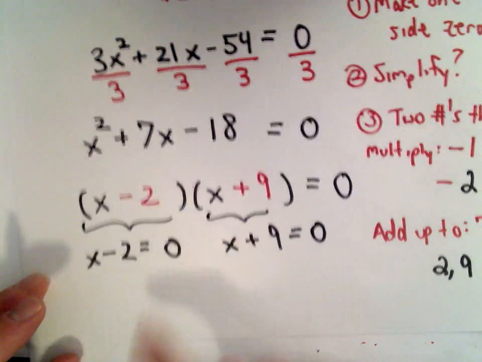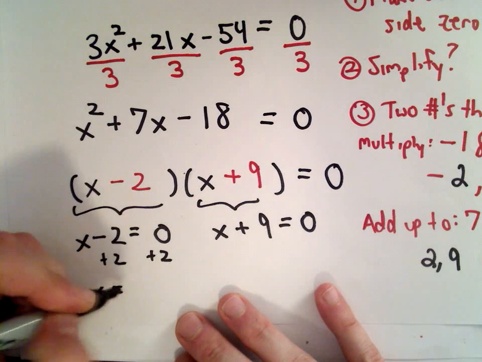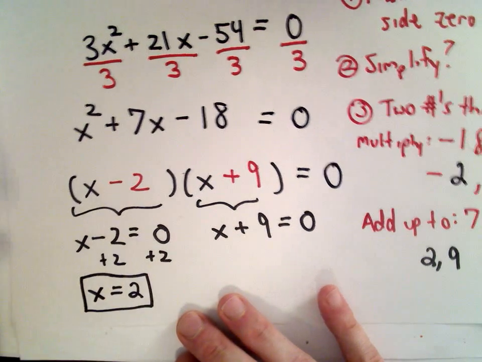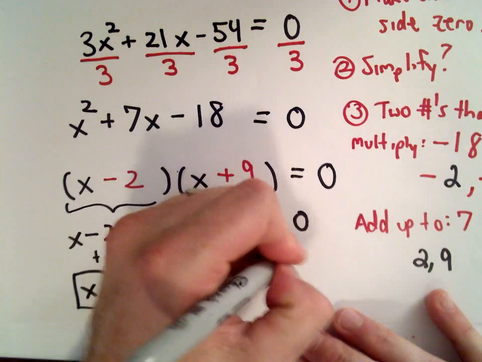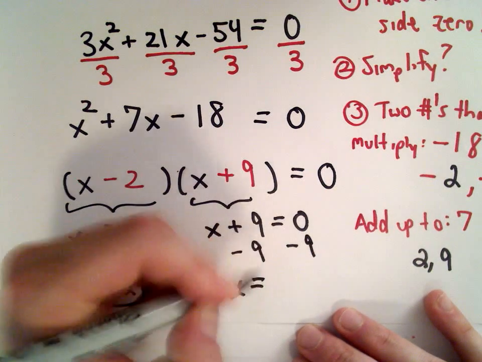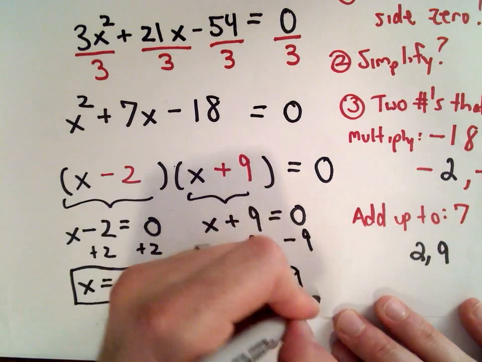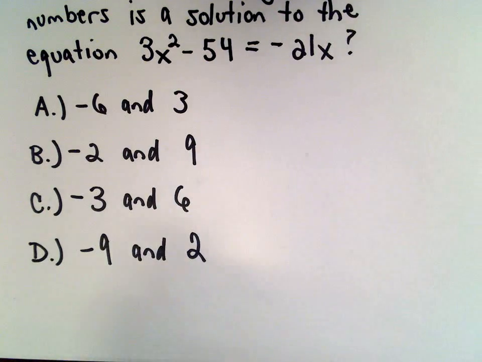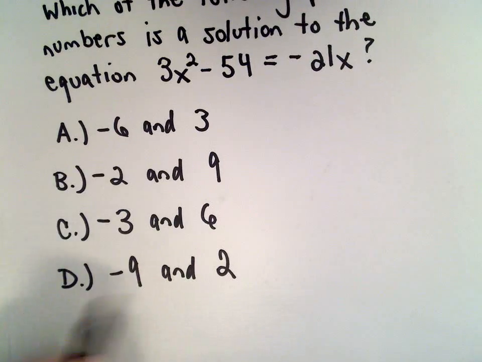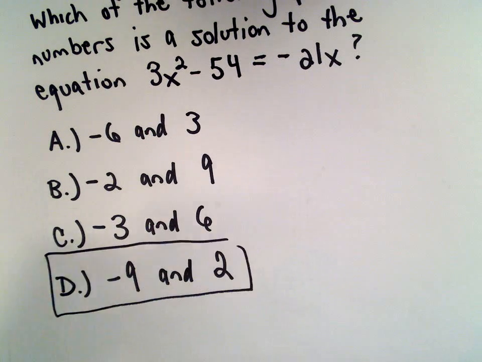So x minus 2 equals 0. I could add 2 to both sides and get x equals positive 2 as one of my solutions. And then x plus 9 equals 0. I would subtract 9 from both sides. 0 minus 9 gives me negative 9. Now I've got my two solutions, 2 and negative 9. They've got it written as negative 9 and positive 2. Same two numbers, so that would be your solution.